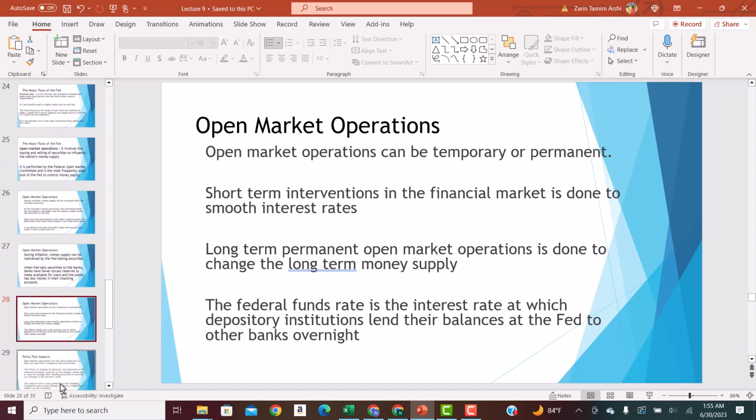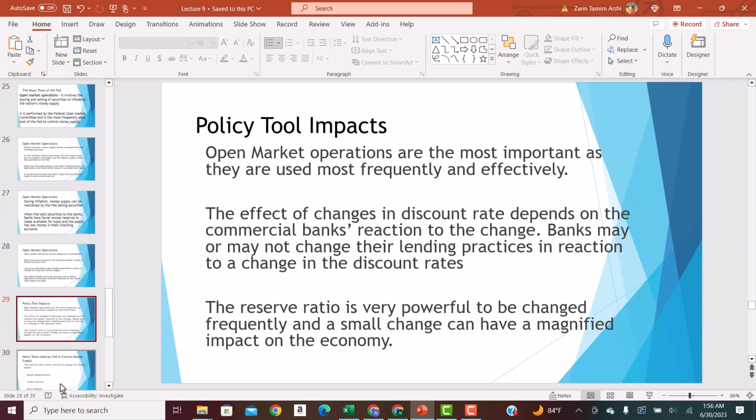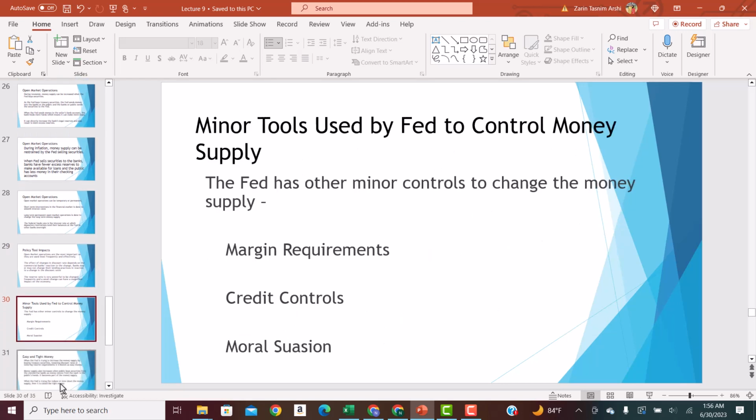So open market operations can be temporary or permanent. Short-term interventions in the market are done to smooth the interest rate, whereas long-term permanent open market operations are done to change the long-term money supply. So again, these are the most frequently used, and it's most effective as well. So this is the one that is being used. Required reserve ratio is most powerful, but it has a very sharp impact on the economy, so it is not used very often by the Fed.